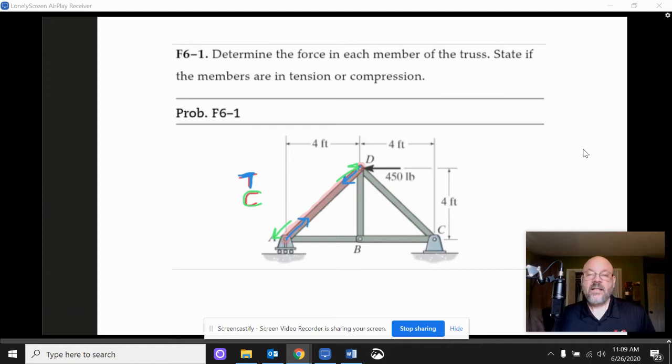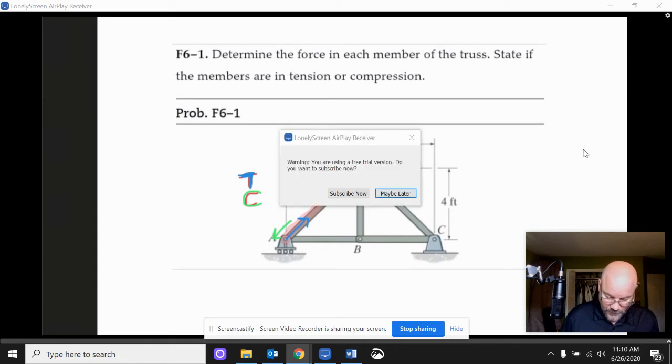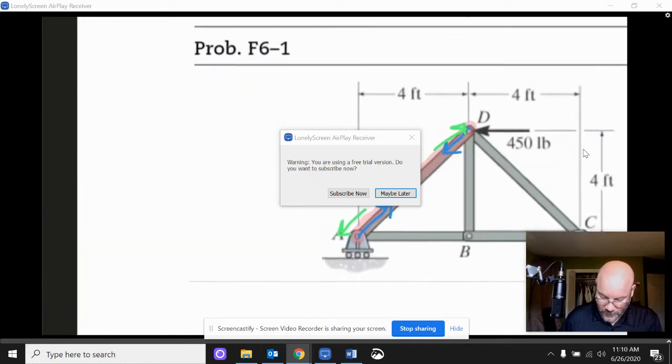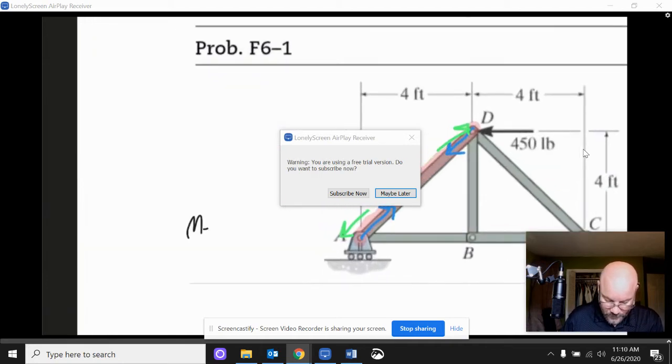There are two ways to do this kind of structural analysis on our truss, and the two kinds are... what we're going to do today is called the method of joints.